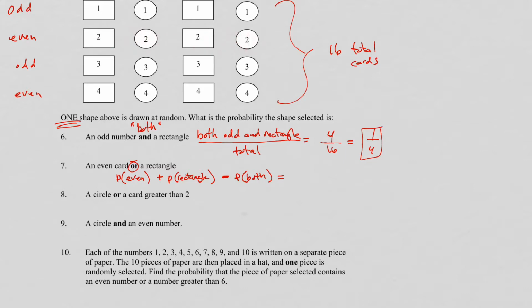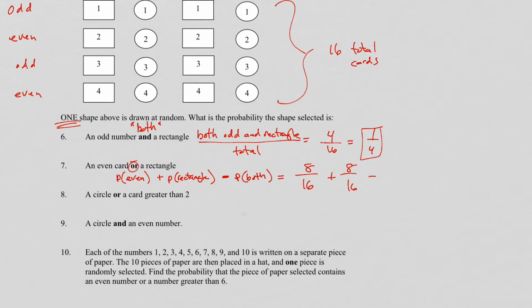Four here, 4 here. That's 8 even numbers total, 8 out of 16. How many rectangles are there? Same thing, right? So there's 4 here, 4 here. That's 8.